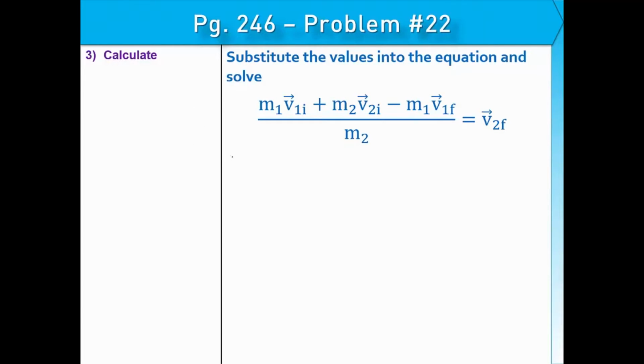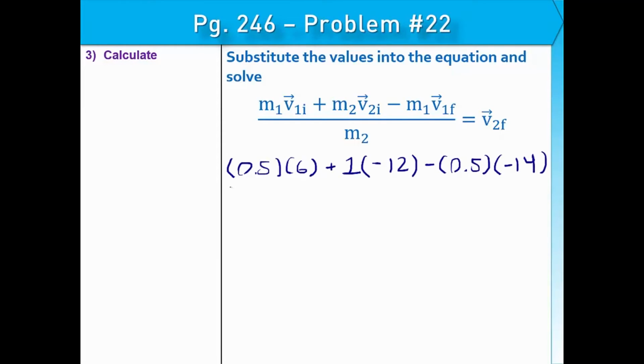Mass 1, we know it's 0.5. So we know we have a half, times the initial velocity of the first ball, that's going to be a 6. Plus mass 2, which is just 1 kilogram, times the initial of the second velocity, which is negative 12, minus mass 1, which is 0.5, times final velocity of the first object, which is negative 14. Now it's all over mass 2. Mass 2 is, again, fortunately, 1.